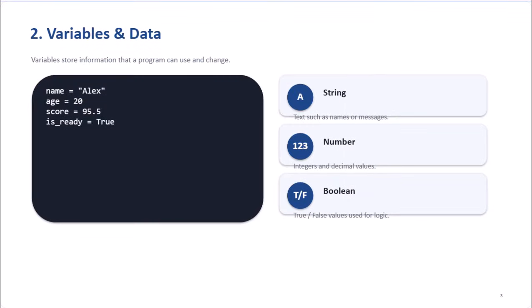Variables and data. Variables are containers used to store information while a program is running. For example, a program can store a person's name, age, score, or whether a particular condition is true. Different types of data represent different kinds of information. Strings are used for text. Numbers are used for mathematical values. Booleans represent two possible states: true or false. Understanding data is fundamental because almost every program needs to store, manipulate, and retrieve information.